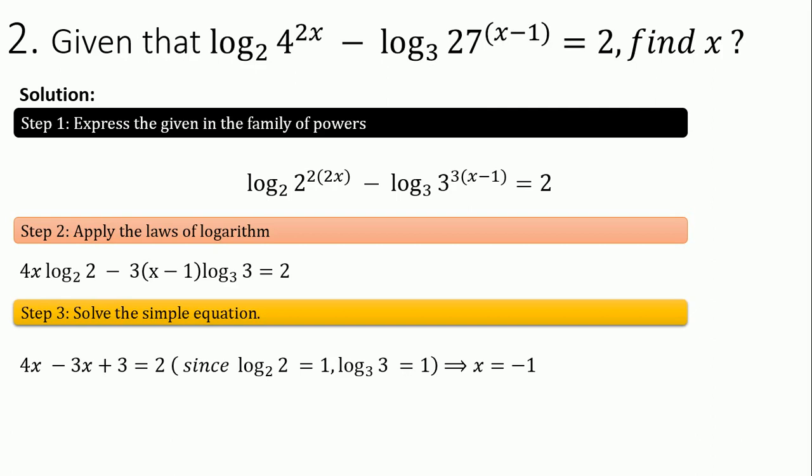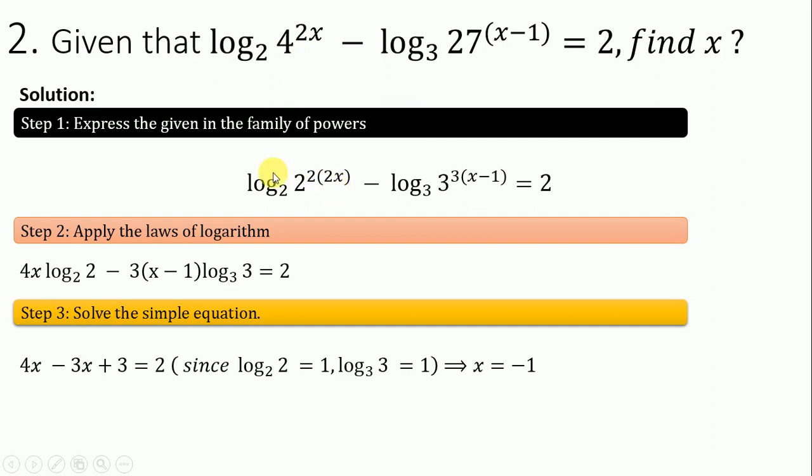You can observe that in the first example, we applied the law of logarithm followed by the definition of logarithm. But in the second example, the first thing is we need to express the given as the family of powers, like a respective power. So here we observe that the base is 2. We need to express 4 as 2 raised to power 2. And that's what we did.